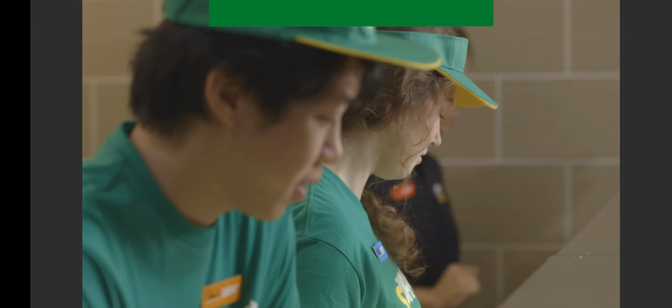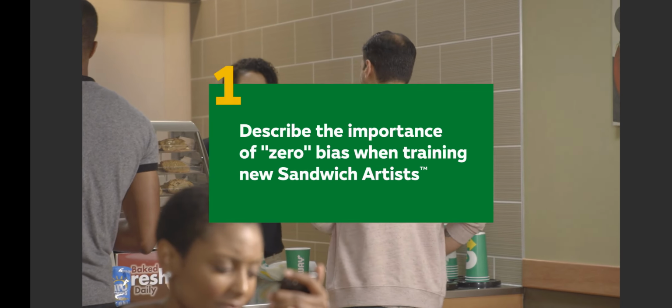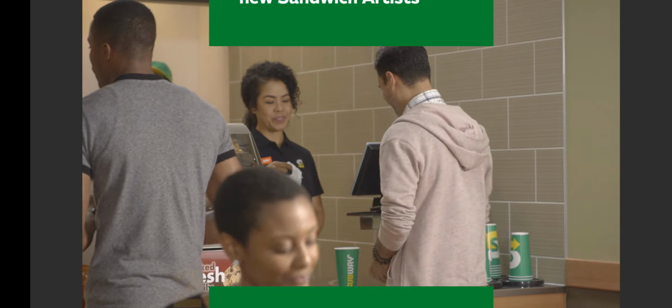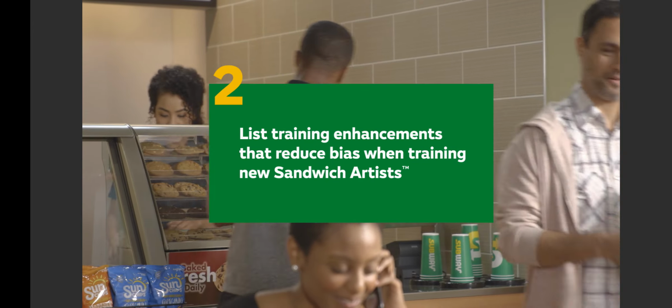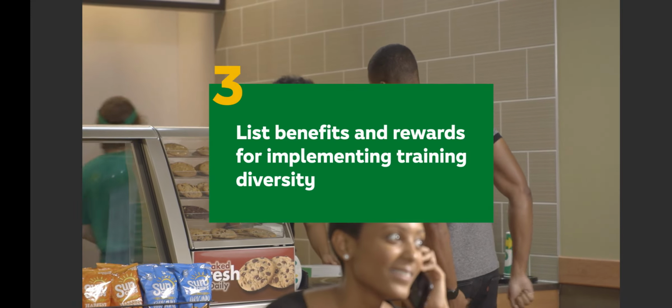Let's get started. By the end of this lesson, you will be able to: 1. Report zero bias when training a new sandwich artist. 2. List training enhancements that reduce bias when training a new sandwich artist. And 3. List benefits and rewards for implementing training diversity.